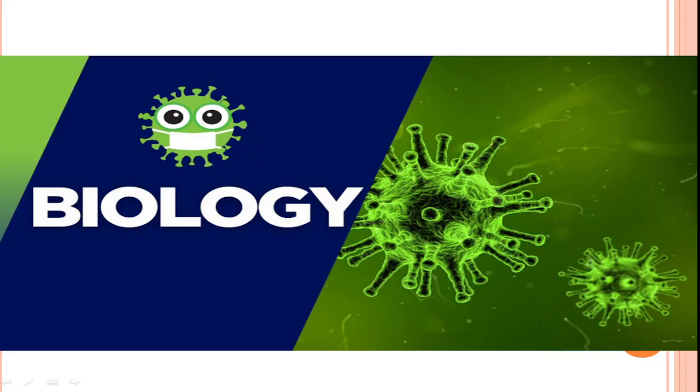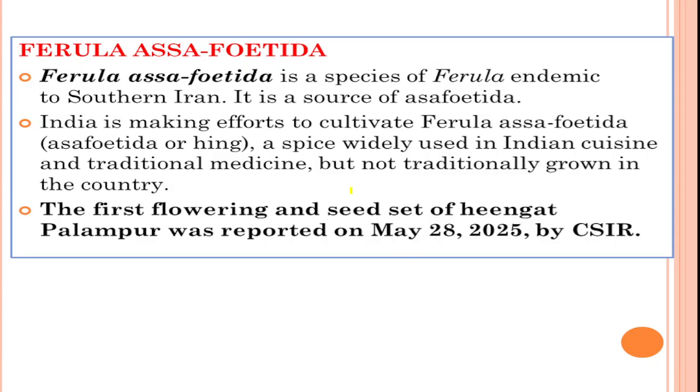Now, biology section. It is a heeng plant, scientifically known as Ferula foetida, and it is endemic to southern Iran. In India, efforts are being made to cultivate this plant, and the first flowering and seed set of heeng was seen in Palampur on 28th May 2025 by CSIR. So one thing you should be clear about is that it is not traditionally grown in the country. An option can be given that it is traditionally grown in India.